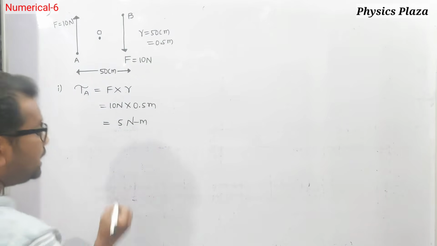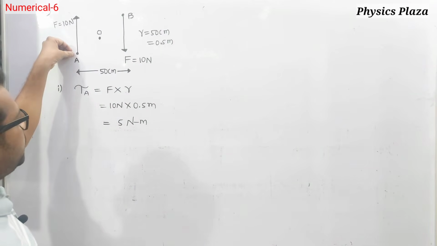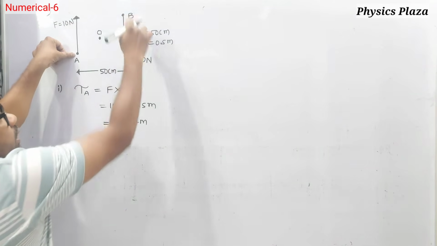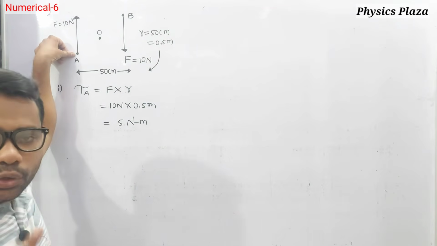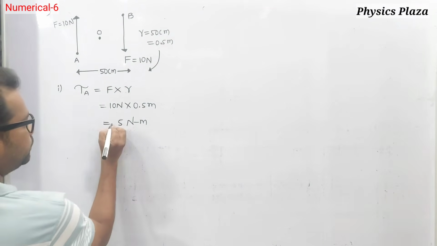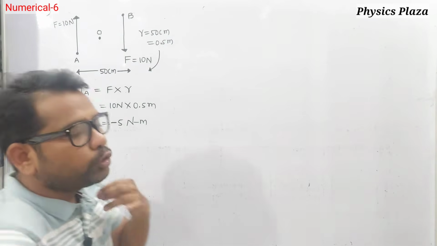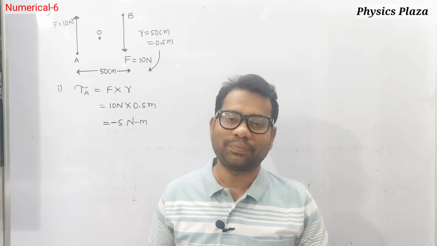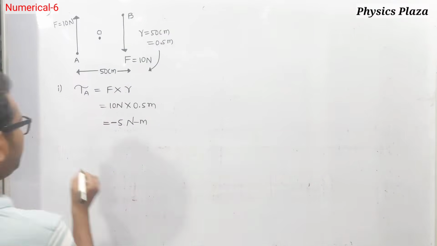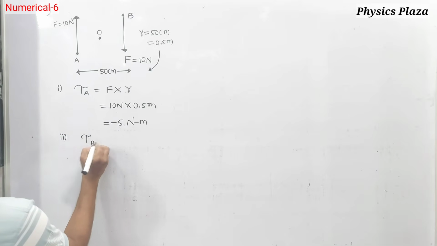But the thing is, is it clockwise or anti-clockwise? About this pivot point A, children, this force is acting in this direction. So this will produce clockwise only. As I told you, clockwise moment is negative. Children, here you can write minus 5 Newton meter, or if you don't want to write a minus symbol, in brackets you must mention it as clockwise only. Is it clear? Fine.